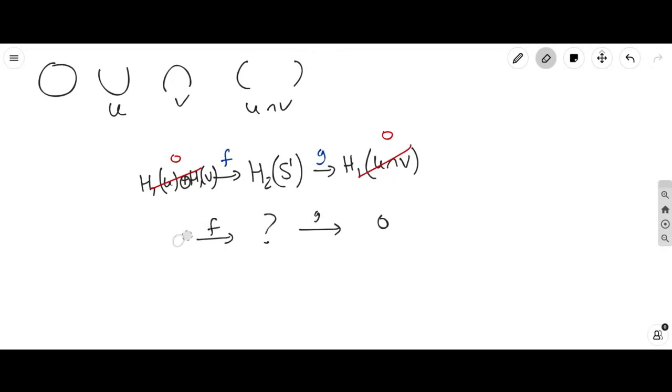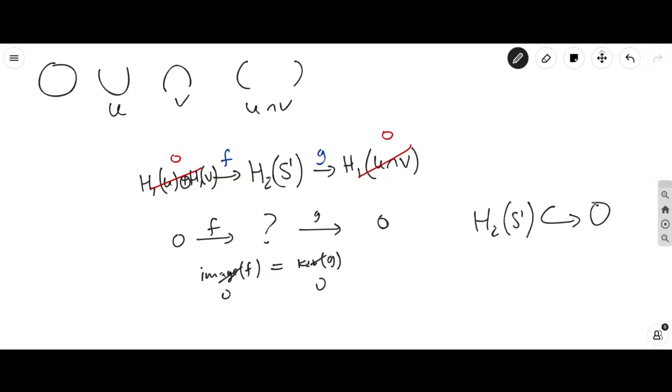So let's see. Okay, I think that would actually do it for us, because the image of F is equal to the kernel of G. It's exact right over there. But the image of F is going to be 0, because you're just mapping from a 0 group. So the kernel is going to be 0. So that means that this is an injection into 0. So you're saying that H2 of S1 injects into 0.